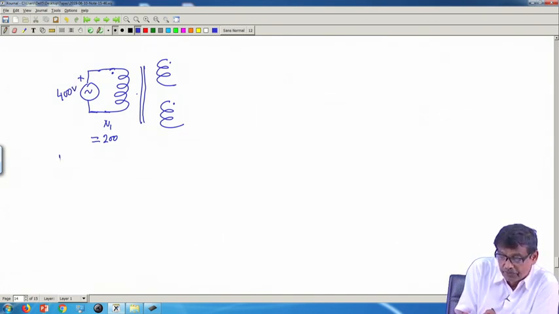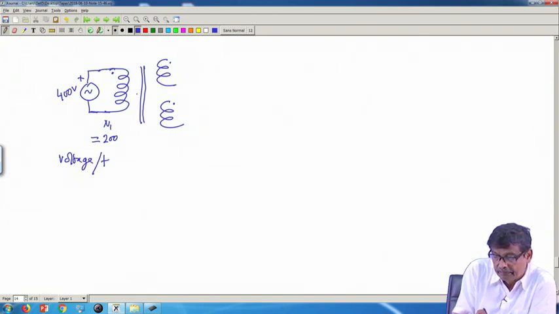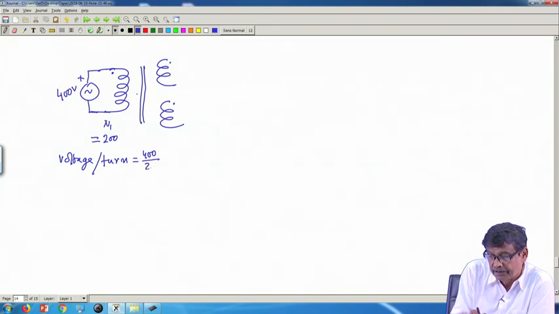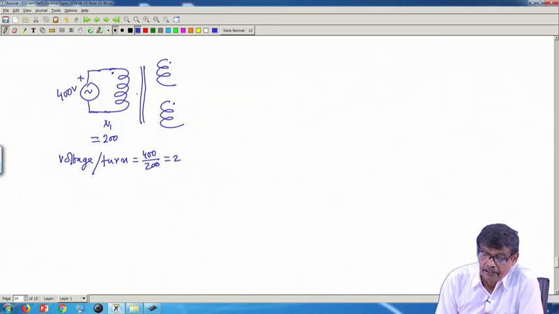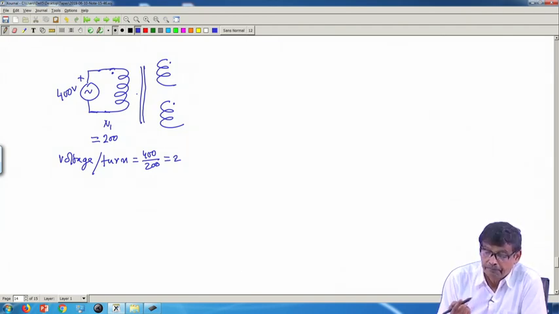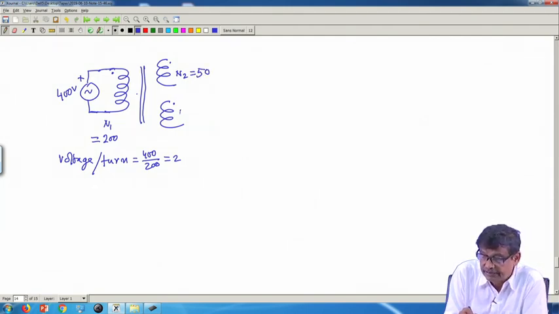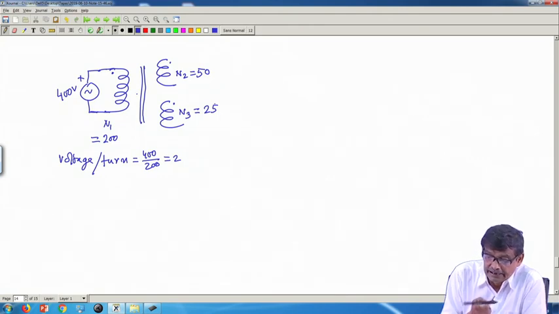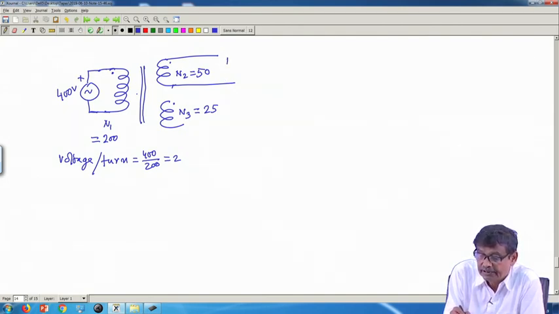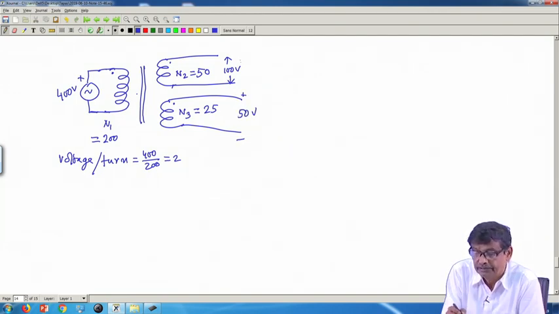Then immediately you know the voltage per turn is equal to 400 by 200, which is 2 volt per turn. Now suppose N2 is equal to 50 turns, and N3 is equal to 25 turns. Then I will immediately say this voltage will be voltage per turn 2 into 50, you will get here 100 volt, and 2 into 25, you will get here 50 volt. Are you with me? That is how it works.